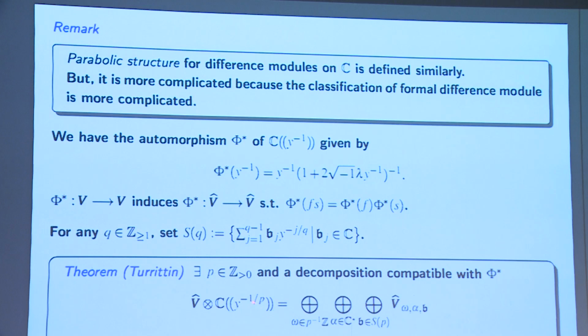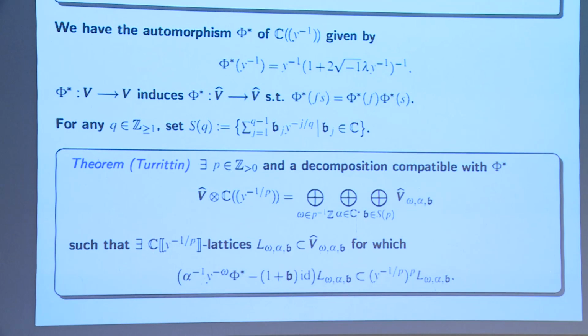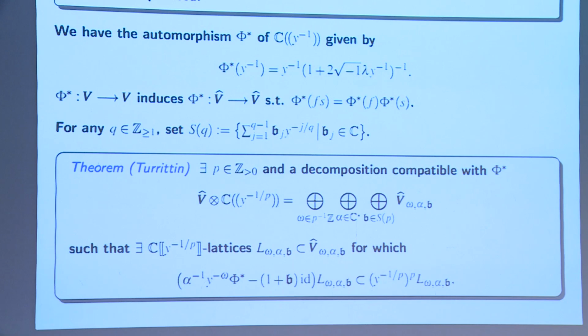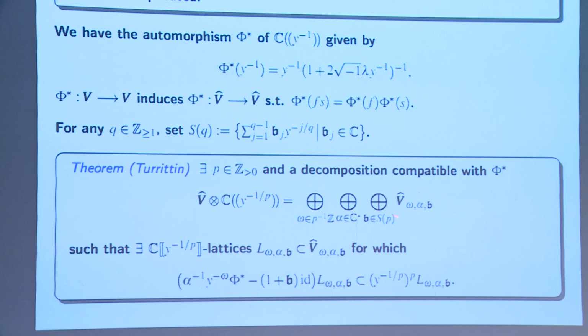There is a theorem of Turrittin on the classification of formal difference modules, which is given in this way. I don't explain it precisely, but we need to take some ramifications, and actually this is a mixture of the slope decomposition and the classification of irregular meromorphic connections. So this is a little more complicated than the case of Q-difference modules, so the definition of parabolic structure at infinity is also a little more complicated.